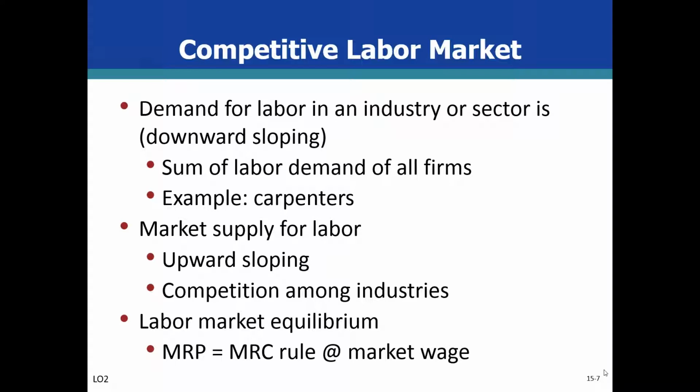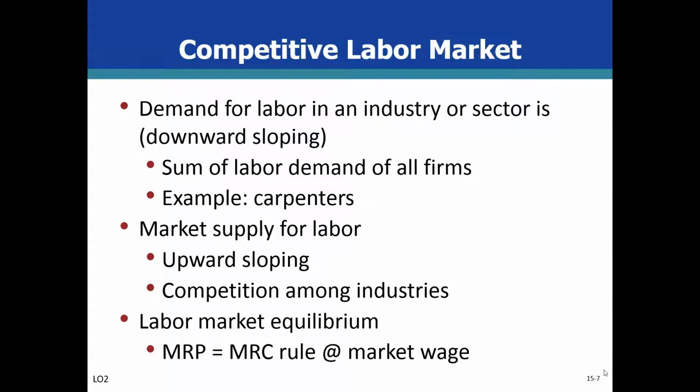Let's now look at how the equilibrium wage rate is established in the market. First, the market demand for labor is downward sloping, no different than any other demand curves. Labor demand in an industry sector is determined by the sum of all firms in the sector that demand a specific labor resource. For example, in the building sector, the industry demand for carpenters is the sum of all firms in the sector who need carpenters.